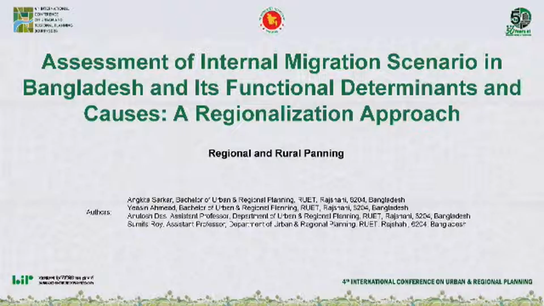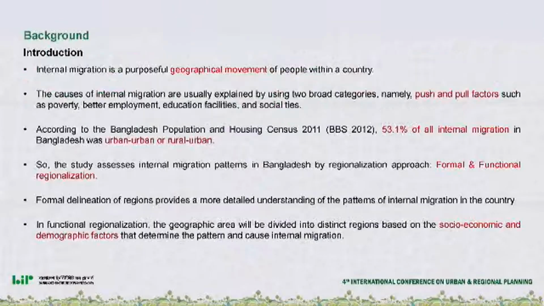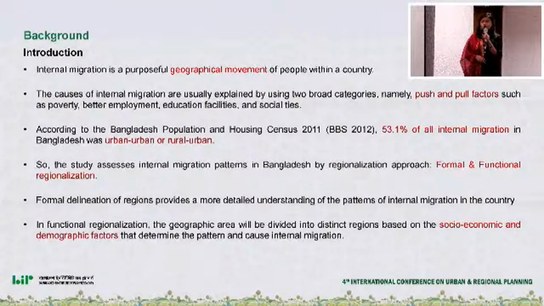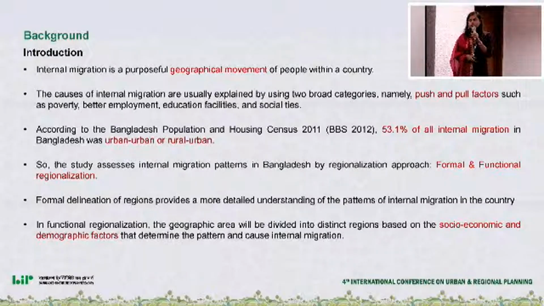Here I am presenting the assessment of internal migration scenario in Bangladesh and its functional determinants and causes: a regionalization approach. The causes of internal migration are usually explained by two broad categories, pull and push factors, which include poverty, employment opportunities, education facilities, etc. According to the Bangladesh Population and Housing Census 2011, 53.1% of the internal migration in Bangladesh was rural to urban and urban to urban.